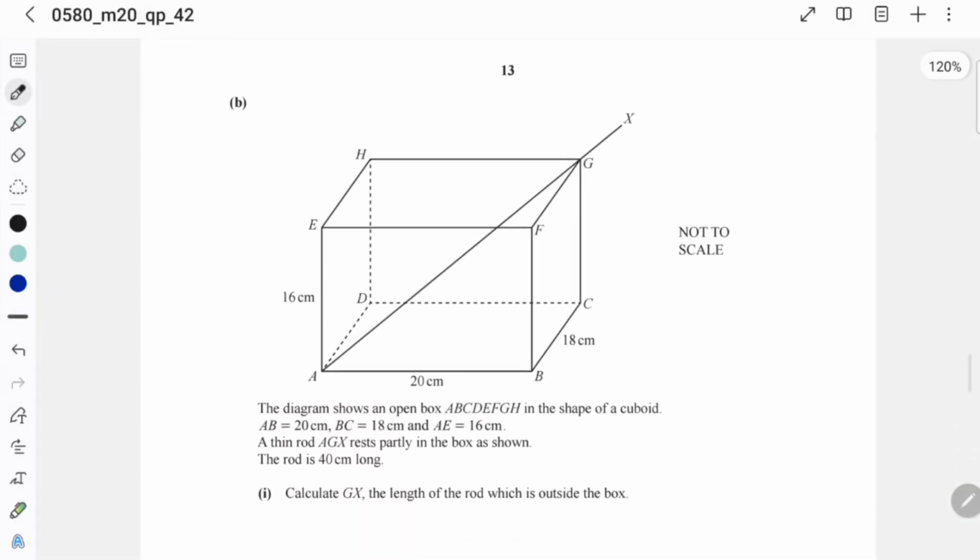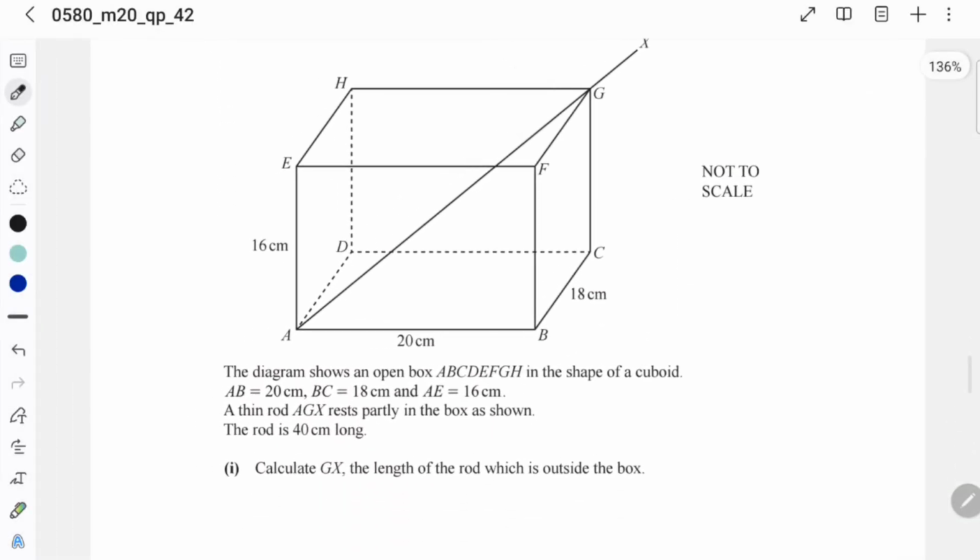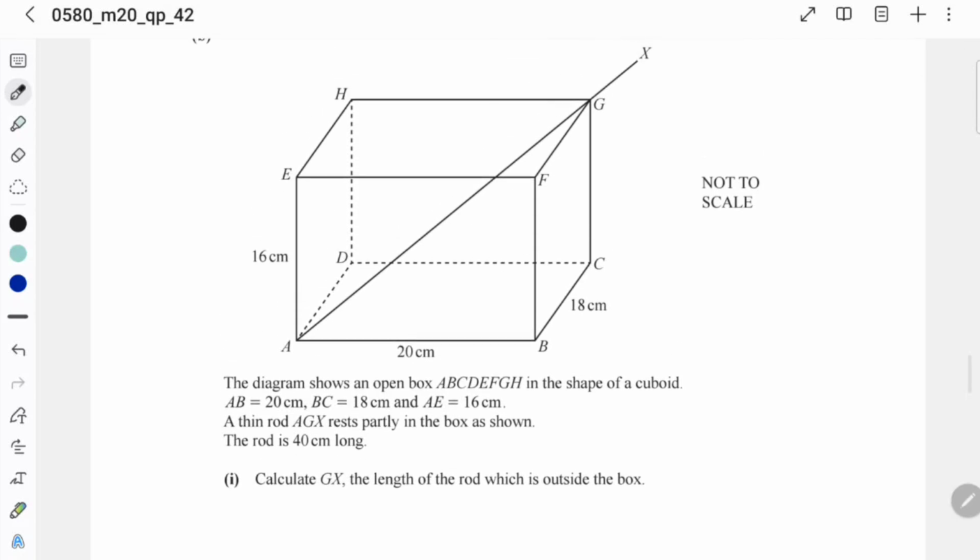The next part, part B, is a 3D trigonometry question. Just observe how we make the right angle triangle, and in some cases we use the Pythagoras theorem and the trigonometric ratios. In part B of this question, the diagram shows an open box. ABCDEFGH is the shape of a cuboid, so a cuboid is already drawn. We know the base is rectangular. So AB is 20, BC is 18 centimeters, AE is 16.